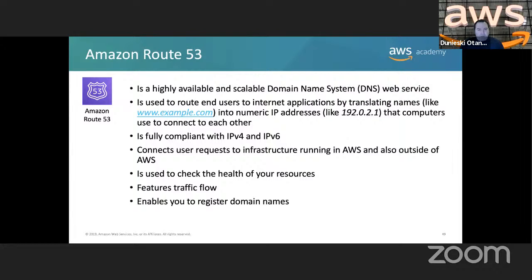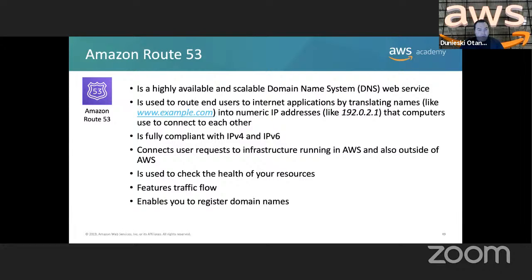It connects users' requests to infrastructure running in AWS and also outside of AWS. It's used to check the health of your resources, just like Elastic Load Balancer has health checks. Route 53 also has health checks of the resources. One of the routing policies that Route 53 has is failover. It means that if something goes wrong with a particular resource, Route 53 has health checks and can fail over, move the traffic to a different location, right?